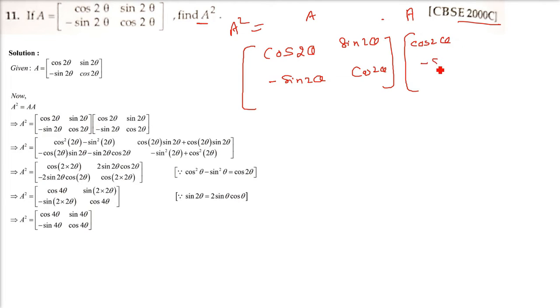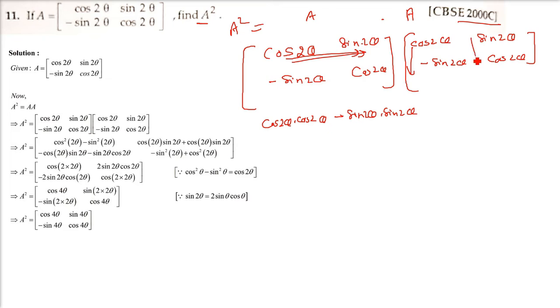This is cos 2 theta, minus sin 2 theta, sin 2 theta and cos 2 theta. Now the first row with the first column: cos 2 theta into cos 2 theta minus sin 2 theta into sin 2 theta. Now the first row with the second column: cos 2 theta, sin 2 theta and sin 2 theta, cos 2 theta. Multiply them and add them. Now the second row with the first column: minus sin 2 theta and cos 2 theta, then cos 2 theta and minus sin 2 theta.